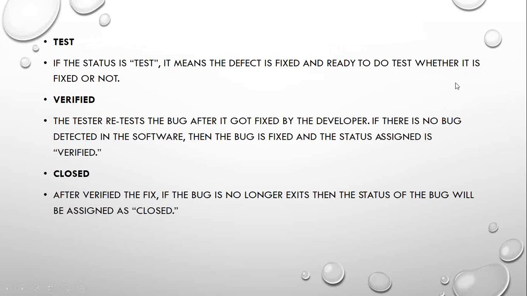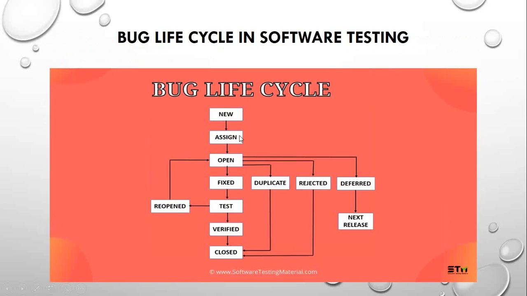Now you have to make it to test, because you are checking whether he fixed it or not. So at that time you make it as test. Once you retest it and the bug got successfully fixed, you change it to verified. Lastly, the status will be closed. Okay, this is the defect life cycle, very important.